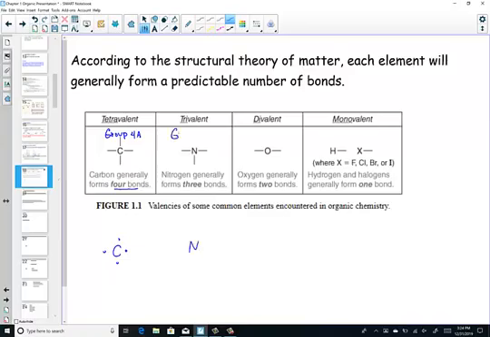Nitrogen, who lives in group 5A, has 5 valence electrons, and therefore you can readily see that it has 3 spots open for bonding. 3 valence electrons are looking for partners to form bonds with. Here we see oxygen. Oxygen lives in group 6A, and group 6A tells me it has 6 valence electrons, and therefore you can see that it has 2 open spots available for bonding.